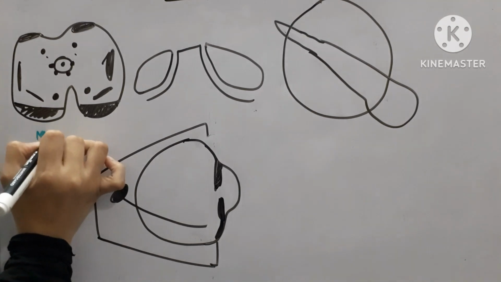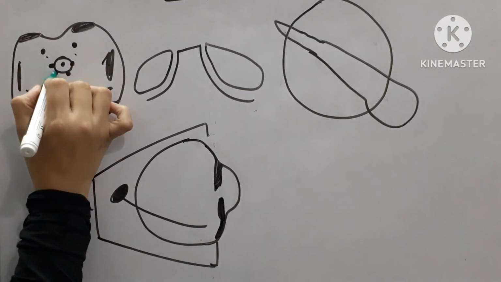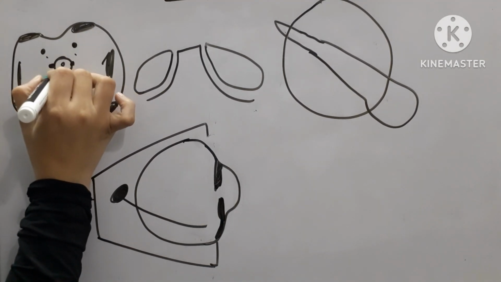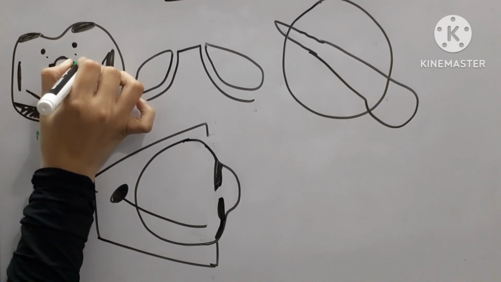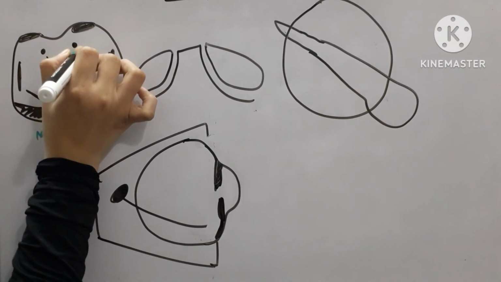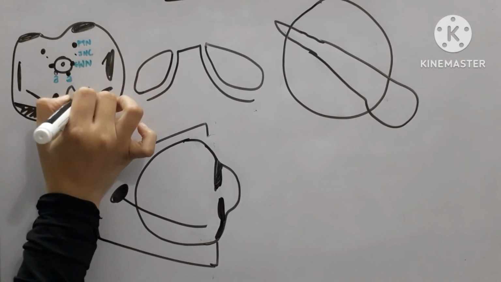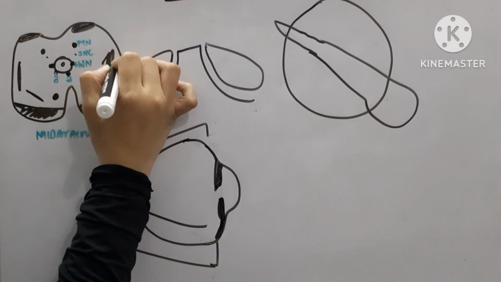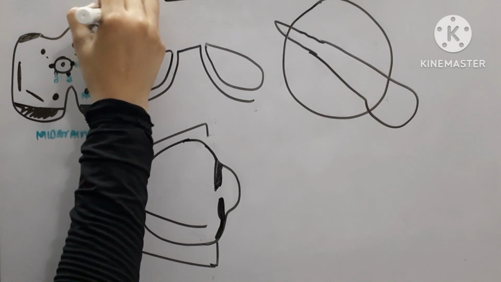This is the midbrain. Here this is the cerebral aqueduct, this is the periaqueductal gray matter, and this is the third cranial nerve. These are the Edinger-Westphal nuclei. This is the interstitial nucleus of Cajal. This is the pretectal nucleus. This is the red nucleus. This is the substantia nigra. This is the medial lemniscus. This is the crus cerebri, and this is the superior colliculus.